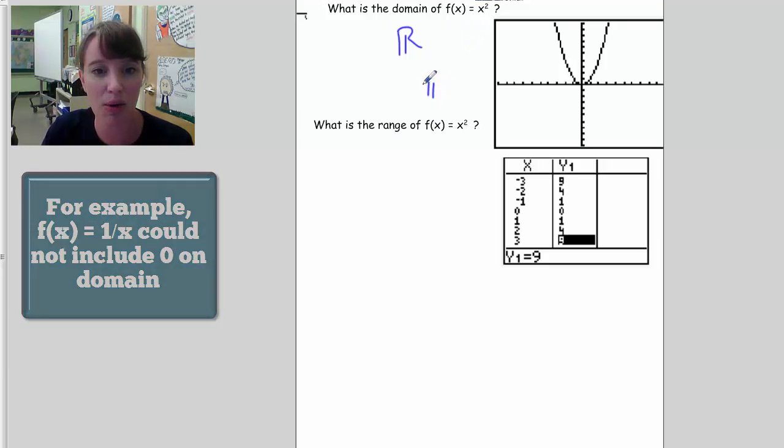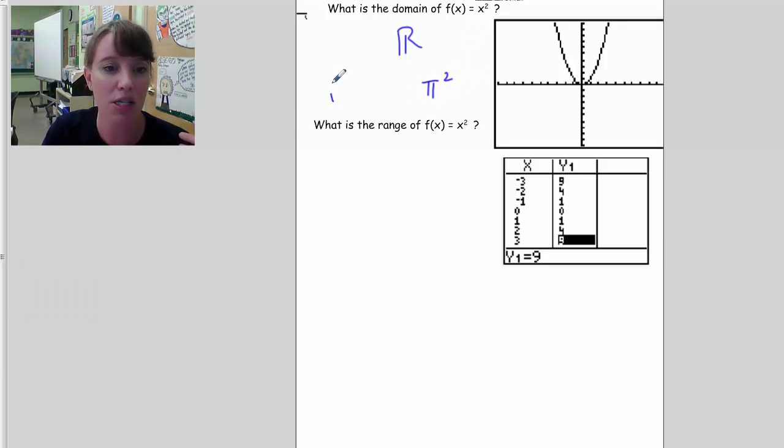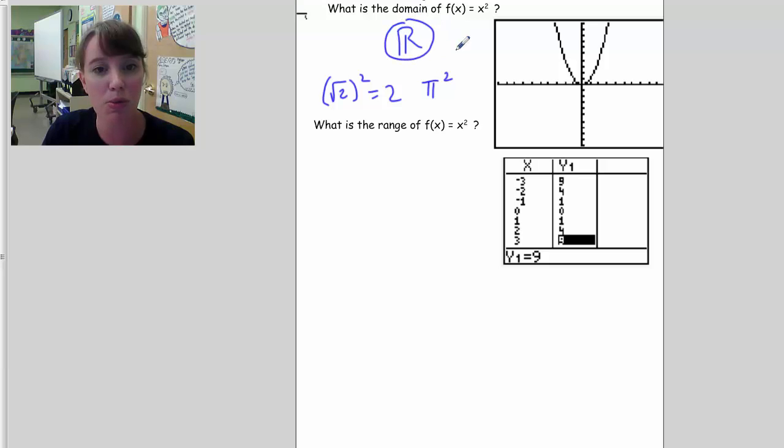So I could actually take an irrational number like pi and square it. I could take an irrational number like square root of 2 and square it, and actually just get an integer back, which is 2. So the domain here is all real numbers. Remember, that's like a bolded R with a second line there to indicate bold. What is the range of x squared?